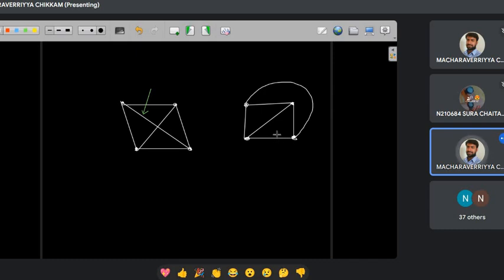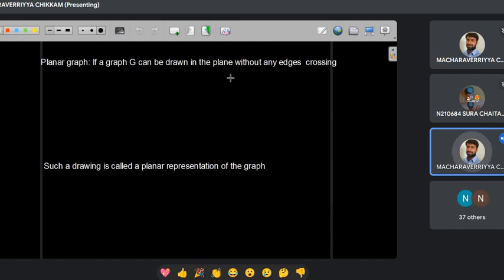Now you see, no two edges are intersecting. So we say that this graph is a planar graph. We are able to draw this graph in a plane so that no two edges are crossing. That is the definition of a planar graph: a graph G that can be drawn in a plane without any edge crossing. So we can take K4 as an example.